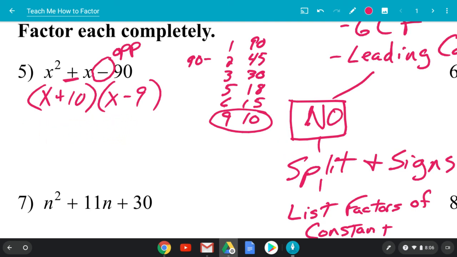Any questions on number 5? How many people got that one right? Oh, that's a good number right there.